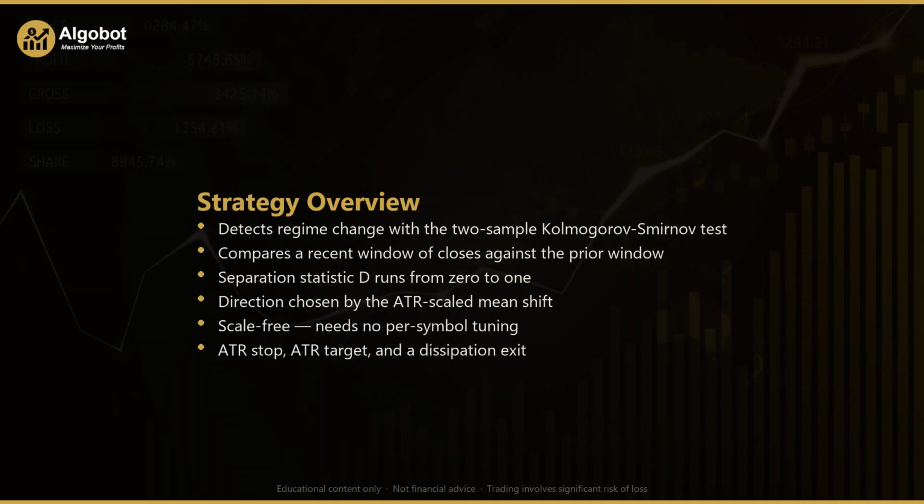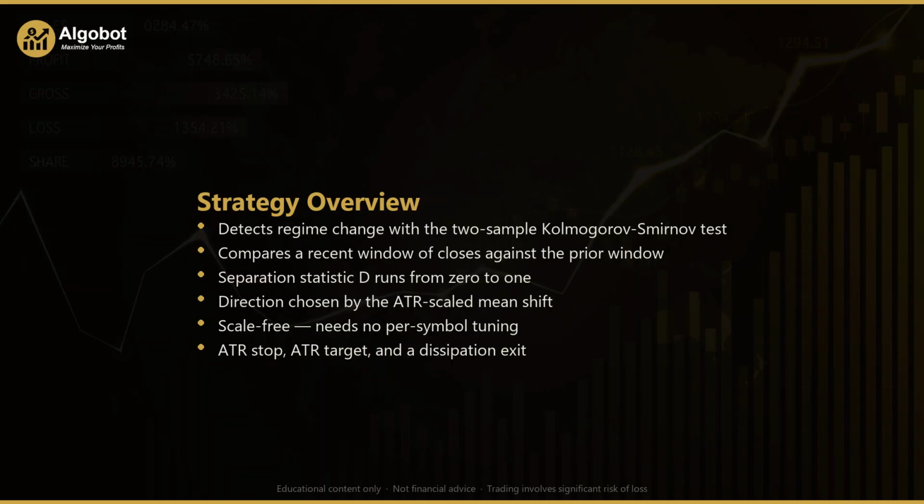For each window, the strategy builds what statisticians call an empirical cumulative distribution function, essentially a picture of how price has been distributed over that stretch of time. The Kolmogorov-Smirnov statistic, which we'll call D, measures the largest gap between those two pictures. D always sits between 0 and 1. When D is close to 0, the two windows look almost identical, which tells us price is balancing inside a single range. When D climbs toward 1, the recent window has decoupled from the prior one, a genuine shift in where trade is taking place.